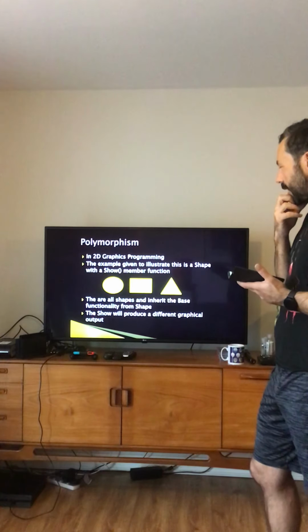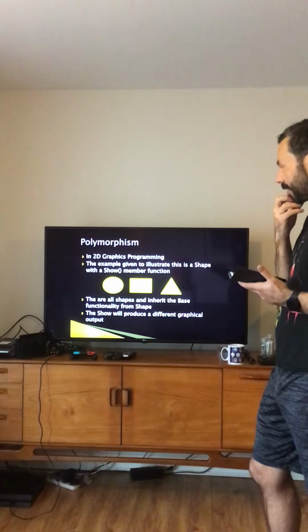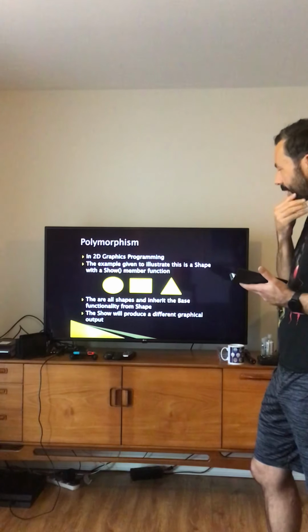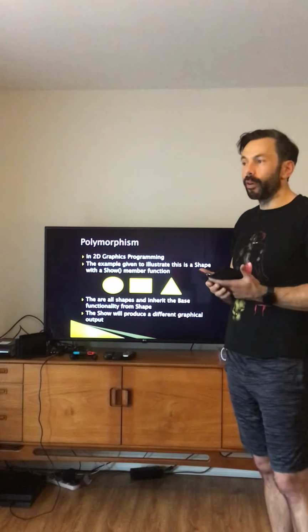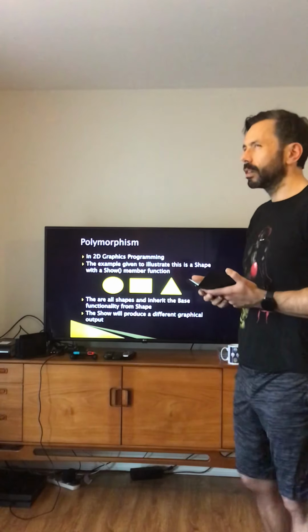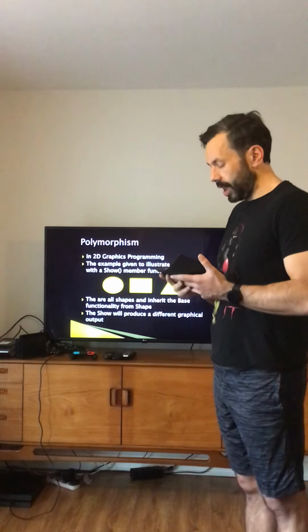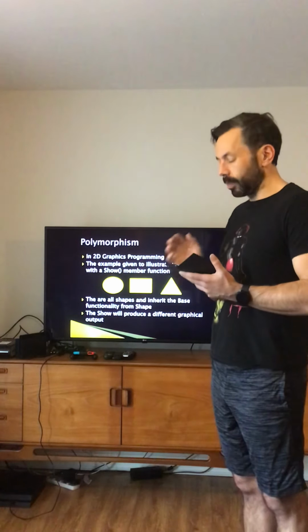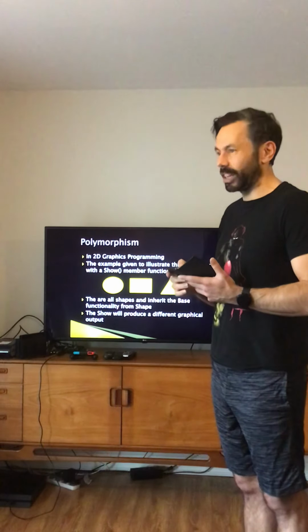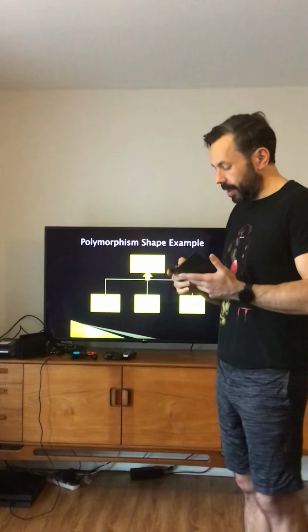All the shapes inherit base functionality from shape, so the circle, rectangle, triangle, and the show produces a different graphical output for every single one. Now, I think I still have that program somewhere, but anyway, in the lab we're going to do a more minimalistic, just textual version of that. But anyway, there you have it.